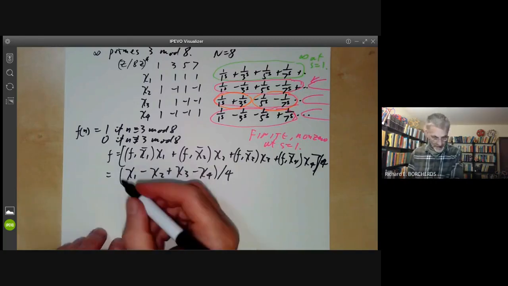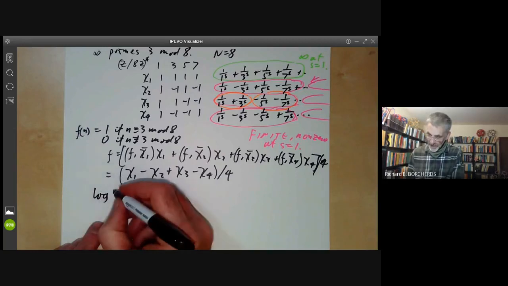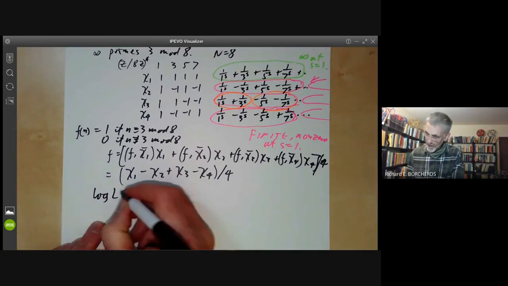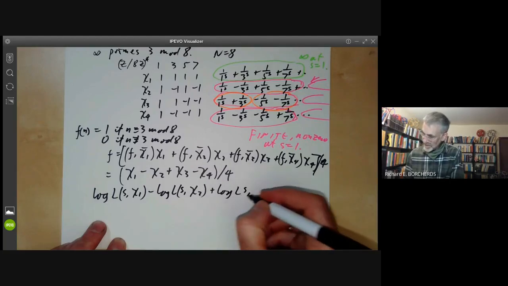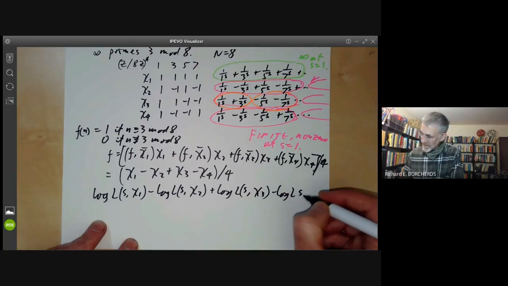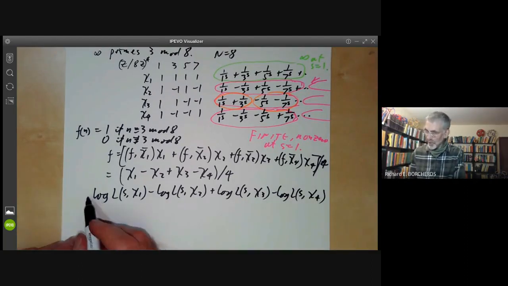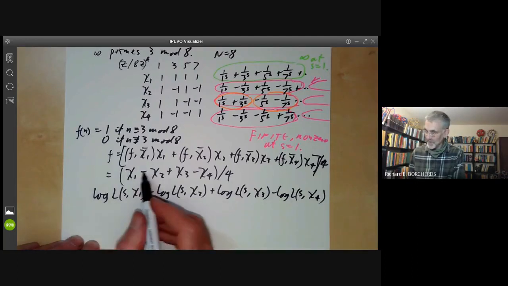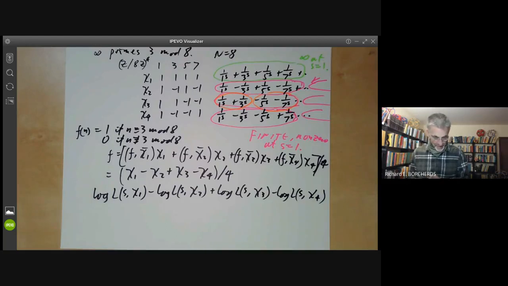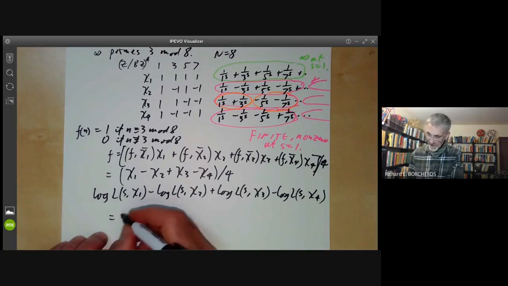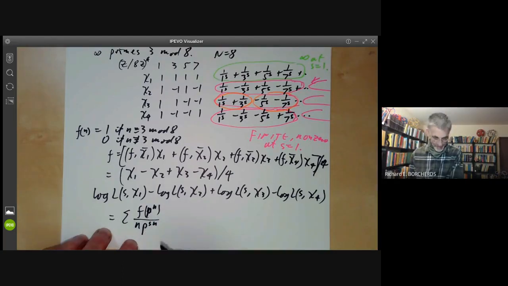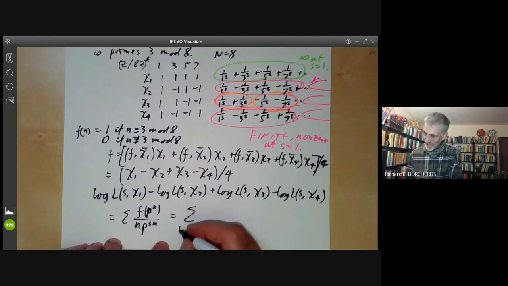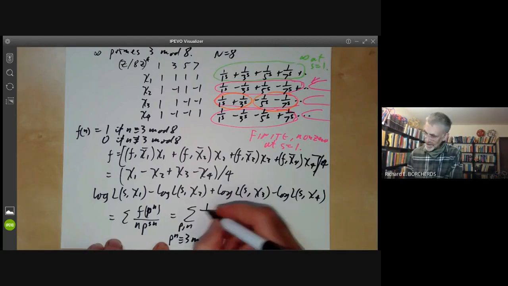And now we look at the corresponding logarithms of L series. So we take log of L of s, chi 1, minus log L of s, chi 2, plus log L of s, chi 3, minus log L of s, chi 4. So these coefficients here, 1, minus 1, 1, minus 1, are just these four coefficients, 1, minus 1, 1, minus 1. And we see that this is equal to the sum of f of p to the n over n p to the sn, which is just the sum over p and n, where p to the n is congruent to 3 mod 8, of 1 over n times p to the n s.